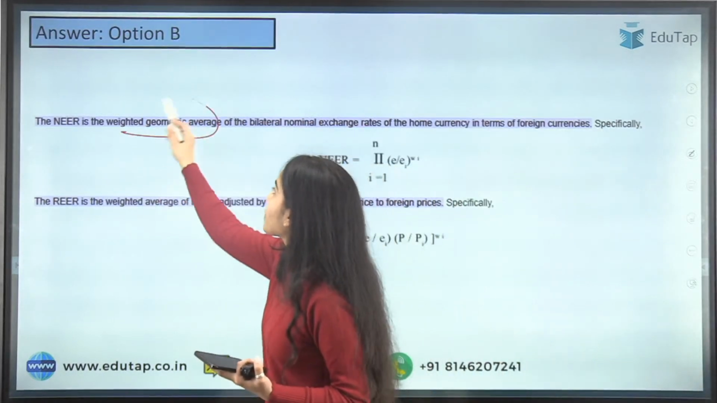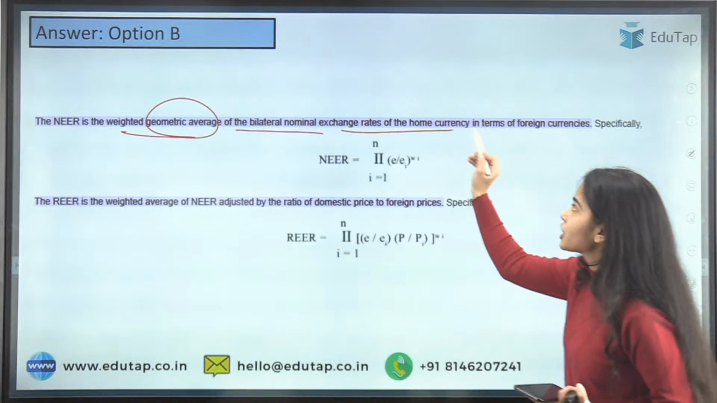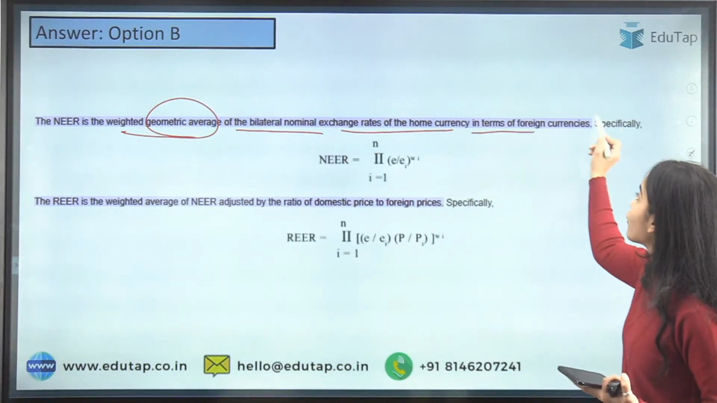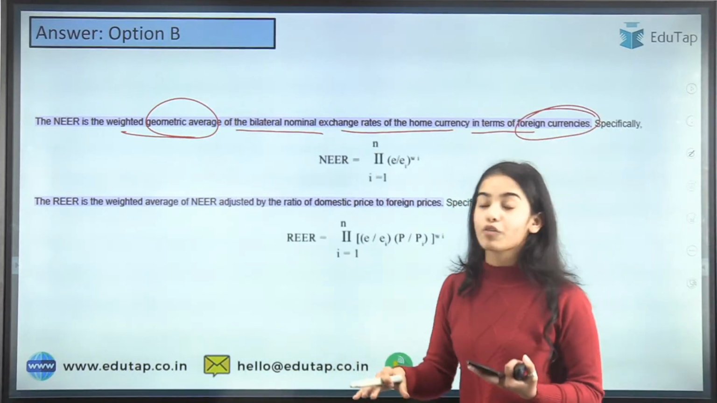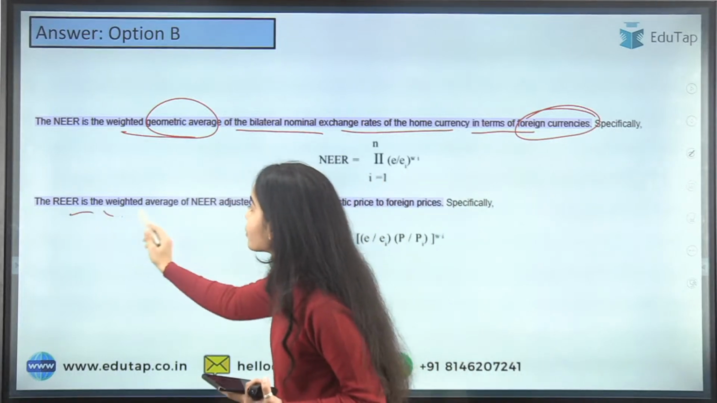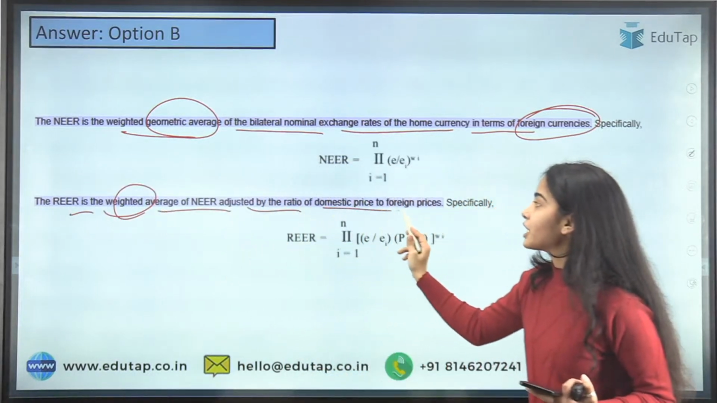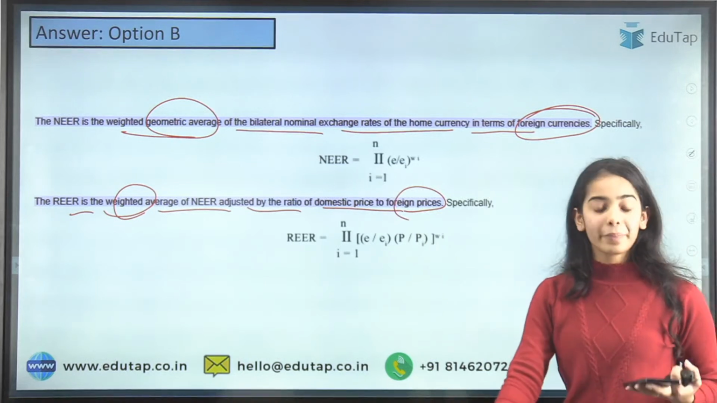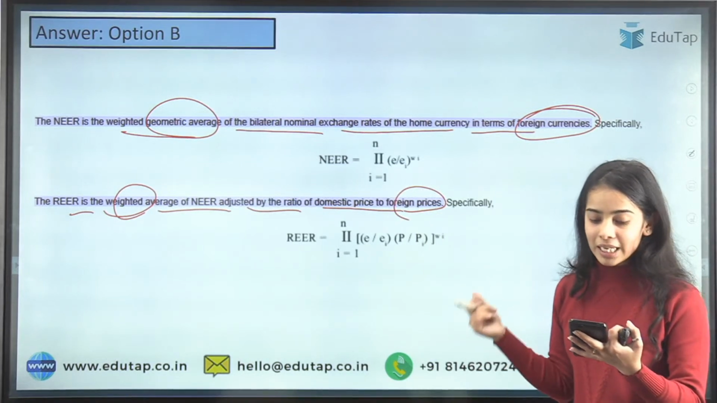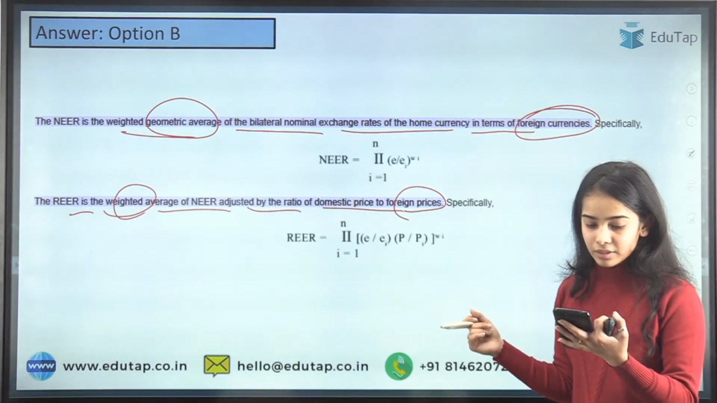NEER is the weighted geometric average of the bilateral nominal exchange rates of the home currency in terms of foreign currencies. Okay, it is a basket of foreign currencies. So REER is the weighted average of NEER adjusted by the ratio of domestic price to foreign prices. So somebody has said about inflation, and that was right.